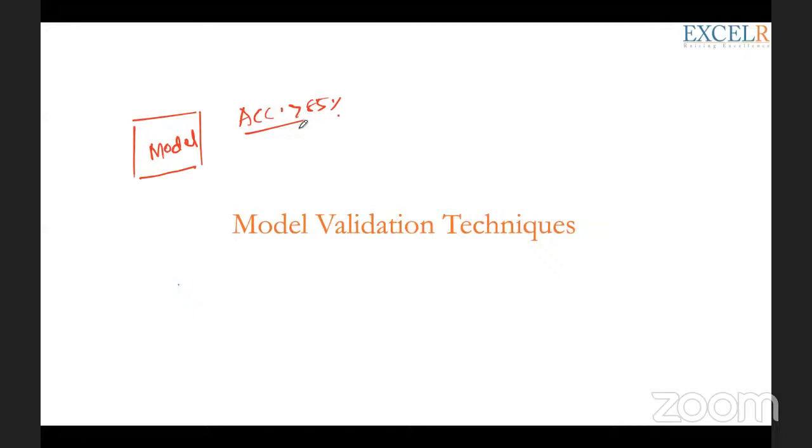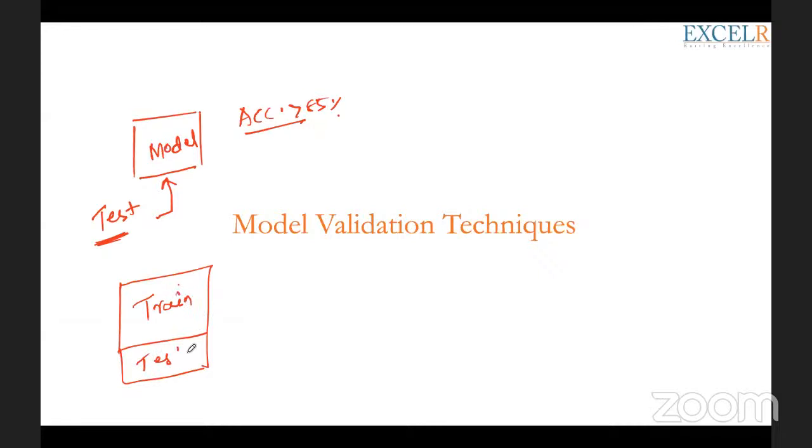Then how do you get this accuracy? First of all, you have to test this model. On what will you test the model? On the test data set. And how do you come up with this test data? One way, as we discussed, is to take the entire data set and divide it into two portions, train and test. This methodology is called the train test split method. We use the train data for model building and the test data for testing the model.